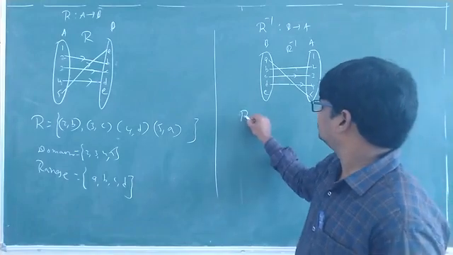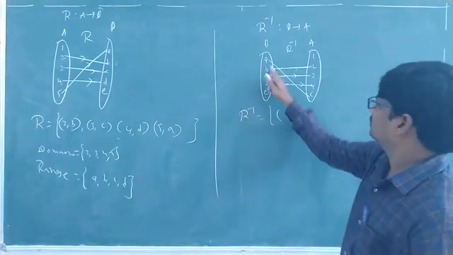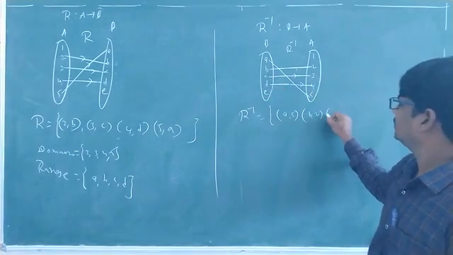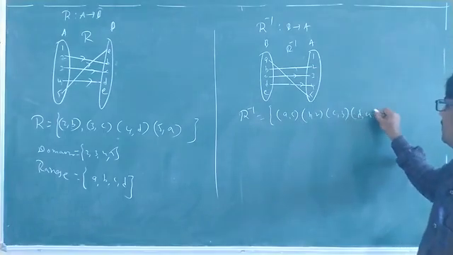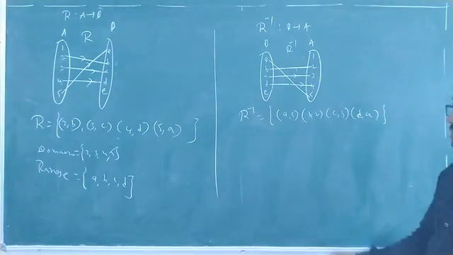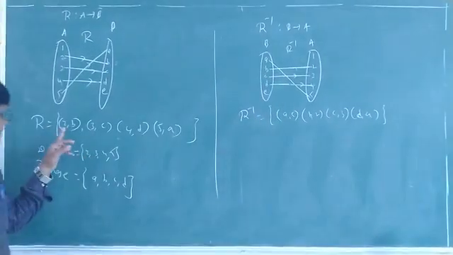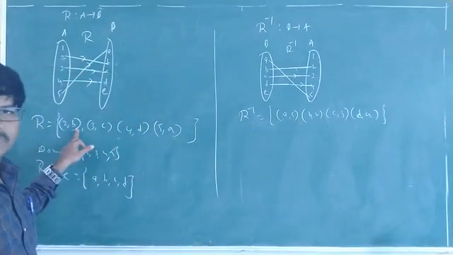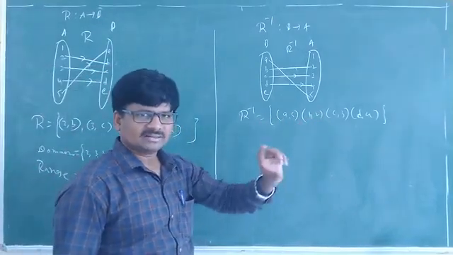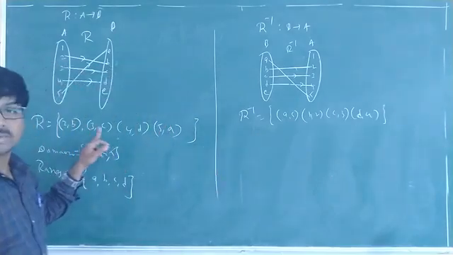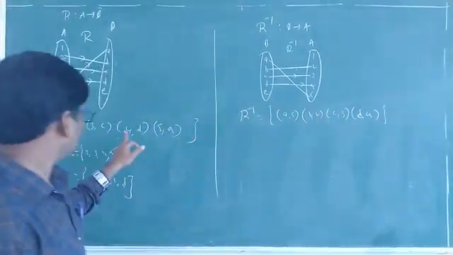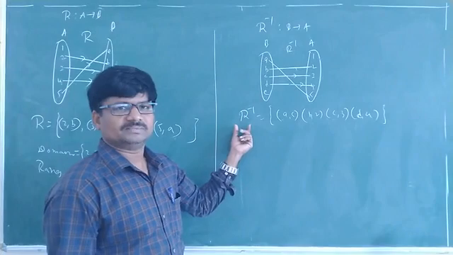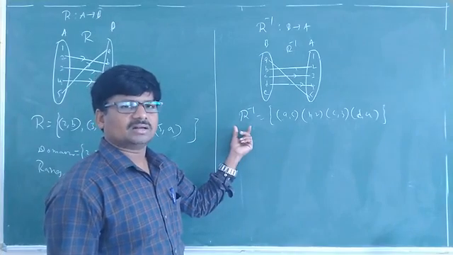Then what is R inverse here? R inverse is equal to (A, 5), (B, 2), (C, 3), (D, 4). Just observe this one. It is R inverse, and that is R. Here (5, A) and there (A, 5). Next (2, B), here (B, 2). Reversed or not? Reversed. Here (3, C), there (C, 3). Here (4, D), there (D, 4). Reversed or not? Yes. So it is the inverse relation of R.